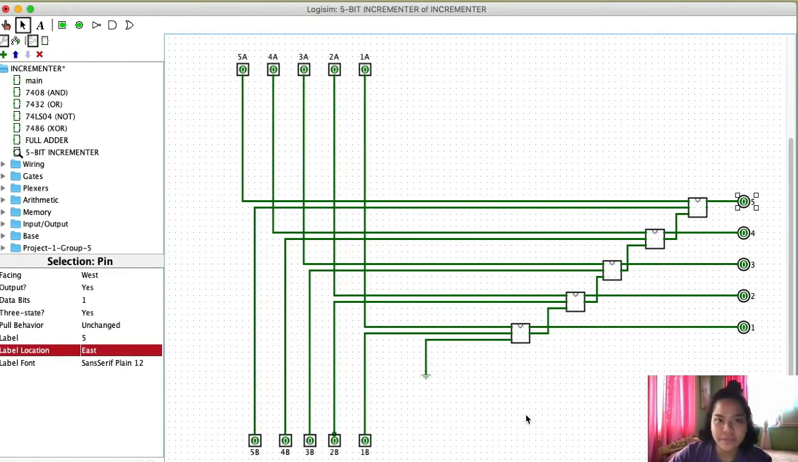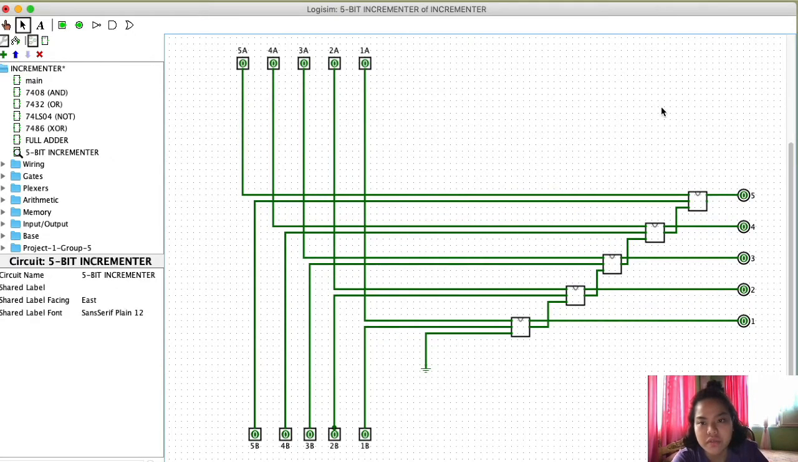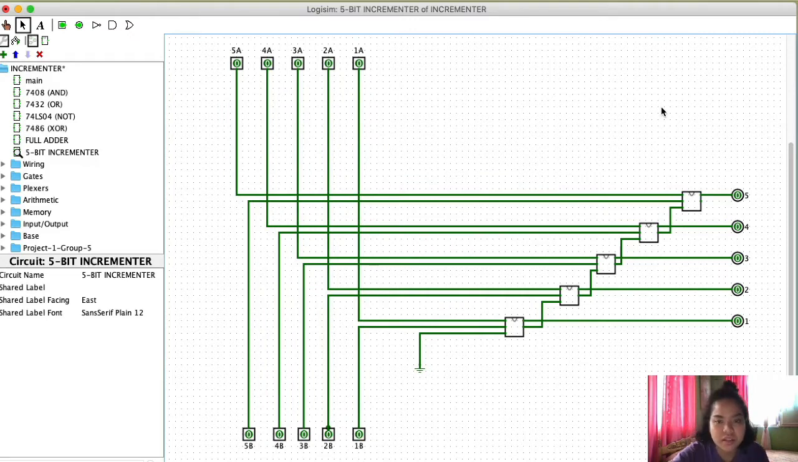So there you have it. This is already our 5-bit incrementer. This is our 5-bit incrementer for our main project, and it is composed of 5 full adders to be exact. So when you connect this to our main project, we will be reading our binary from left to right. So this is our least significant bit, and when we read the output, once we connect this to our decoder, this will serve as the least significant bit.